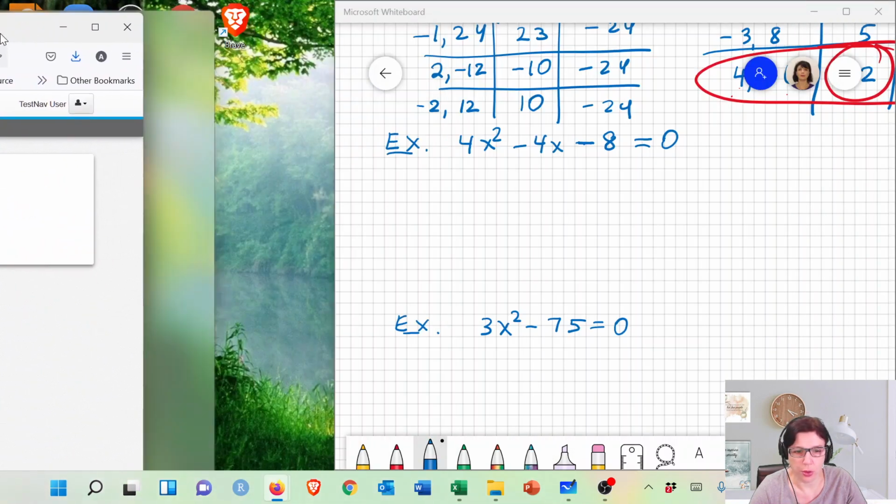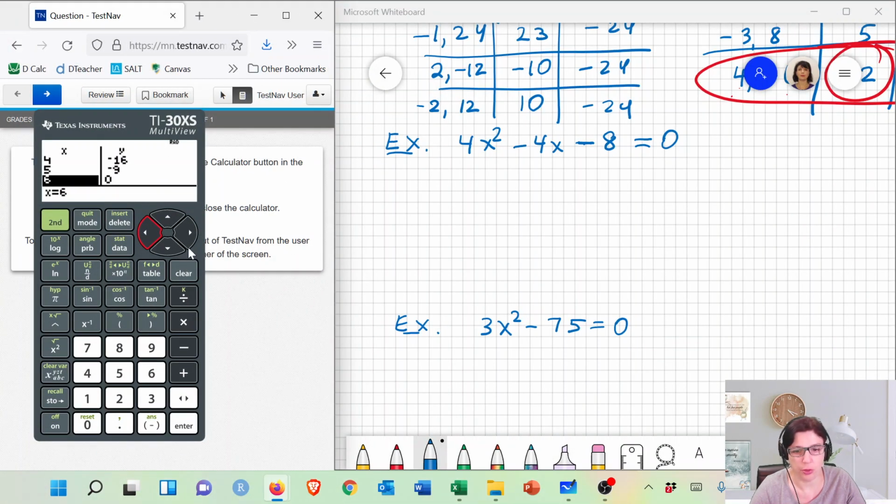Before you do any solving, let's go ahead and use our magic calculator. I'm going to quit out of this menu by pressing second and then mode. I'm going to click on the table and erase what I have by pressing clear. Then I'm going to put 4x squared minus 4x minus 8. Once I enter that, I will just click OK. You can always scroll up and down, so it doesn't really matter where you start. You can just keep scrolling.